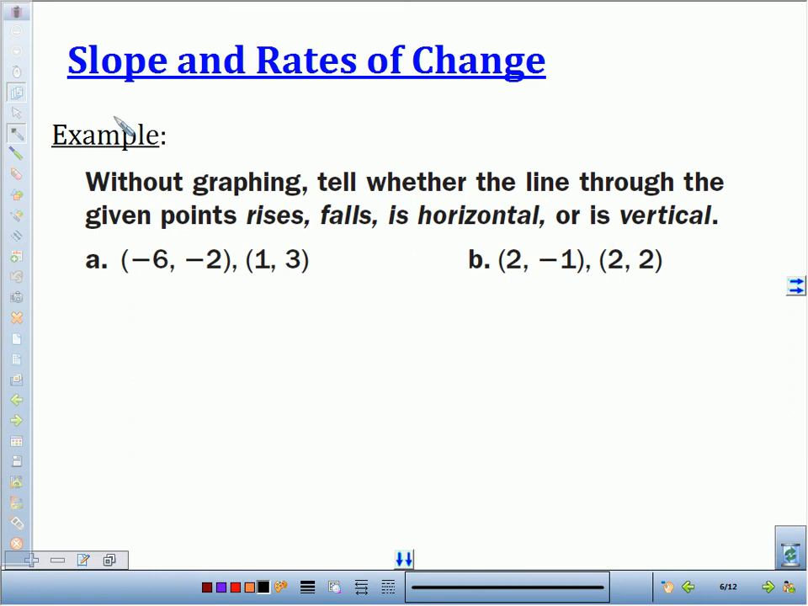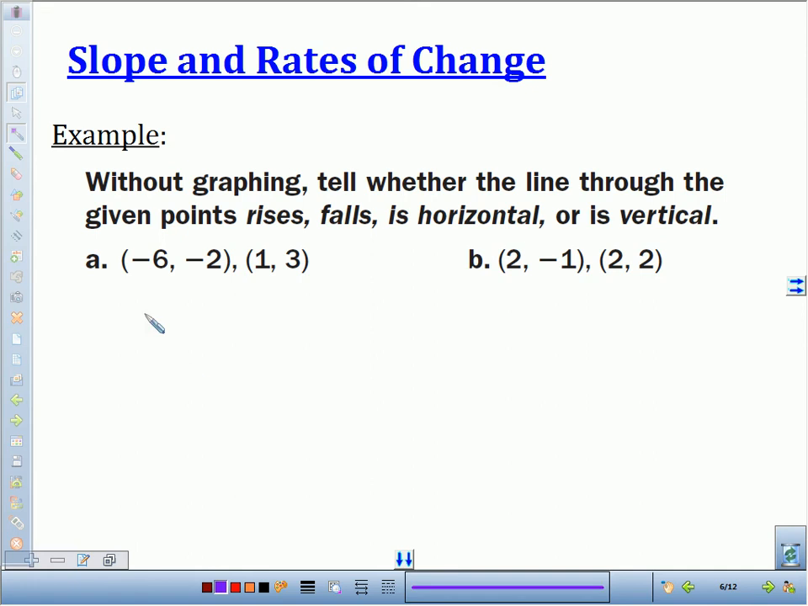Alright, so let's do a little example here. We've got a couple of different sets of points, and we want to tell, without graphing the line, whether the slope is positive, negative, 0, or undefined. Whether it rises, falls, is horizontal, or vertical. In order to do this, we use the slope formula. So we say m equals y2 minus y1 over x2 minus x1.